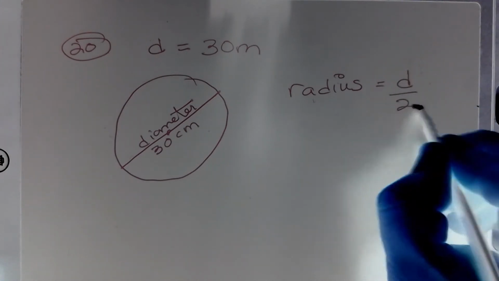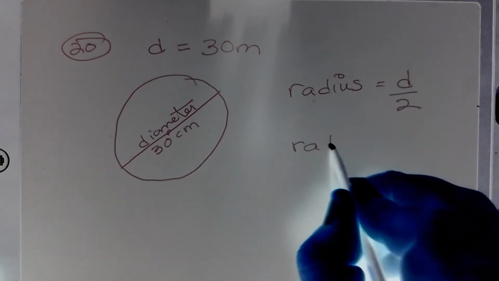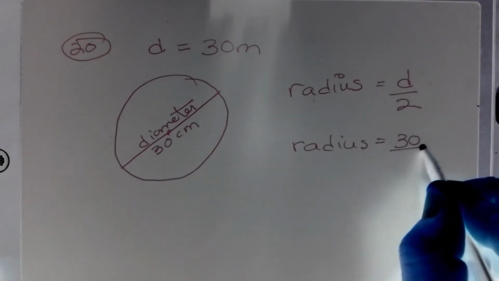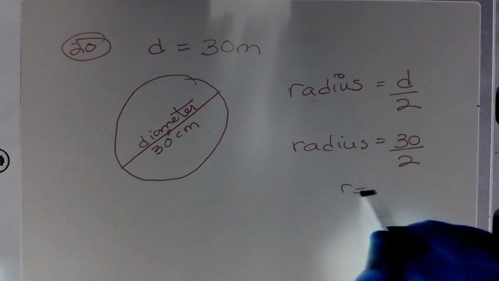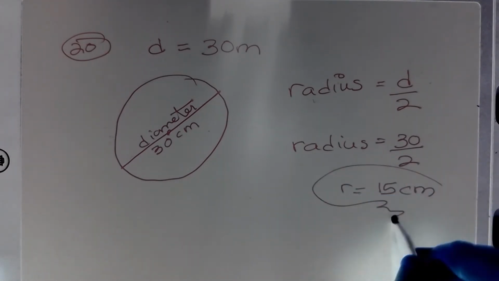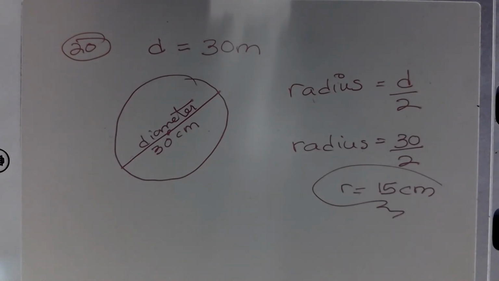Half of the diameter. So if the diameter in this case is 30, what's half of 30? 15. Radius is what? 15 centimeters. The radius is 15 centimeters. I did it that way, that's fine. Any questions on finding the other part? If you're given the radius, you can find the diameter, and if you're given the diameter, you can find the radius.